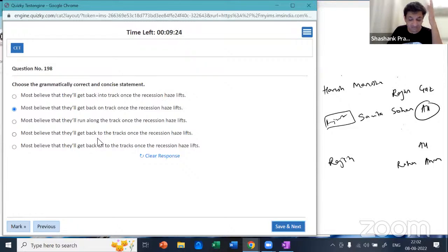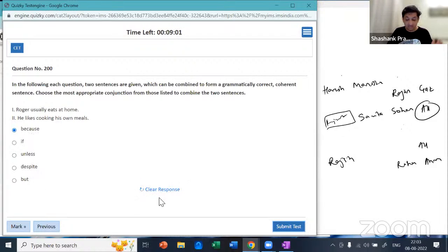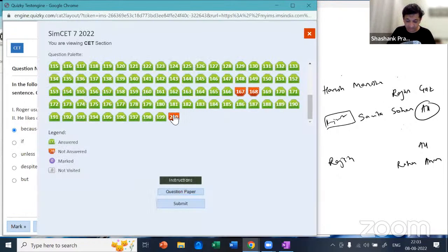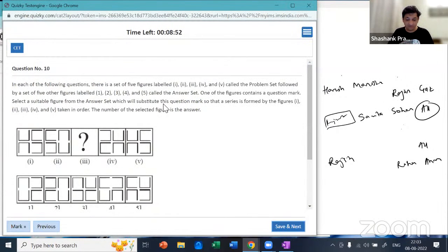They will run along the track, get back to the tracks, get back onto the tracks. Okay. We won't succeed. He helps us. What to do? Conjunction. Yeah. We won't succeed unless. Okay. Roger usually eats at home. He likes cooking his own meals. Because he likes cooking his own meals. Yeah. Okay. So I have to be a bit careful here because last time I had done something similar and I was almost about to submit the test. So this is not a great performance, but let's see.